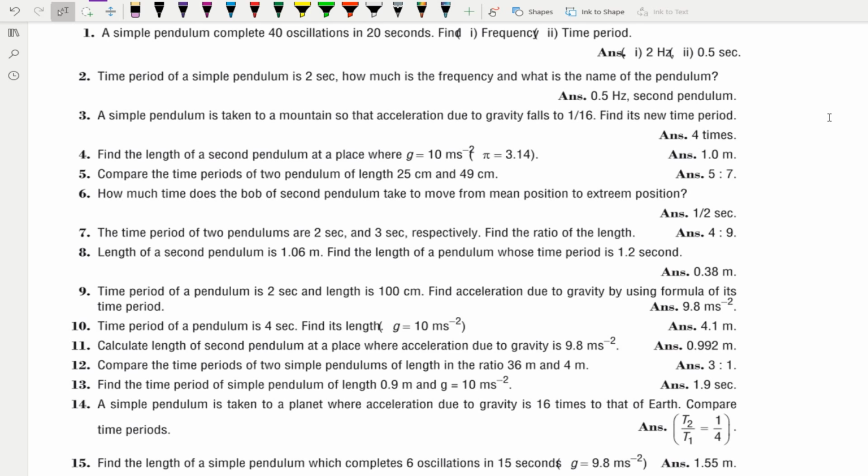So just practice these, and in the next video we'll be solving the 9 numericals which are there on this particular topic in the Concise Physics Selina applications.